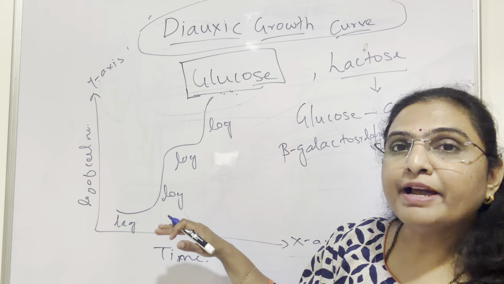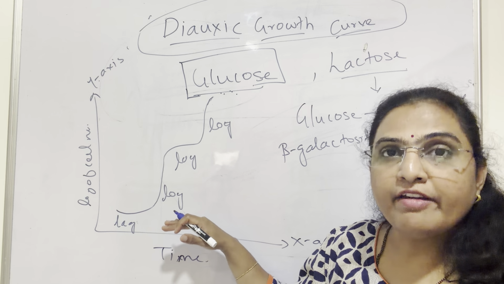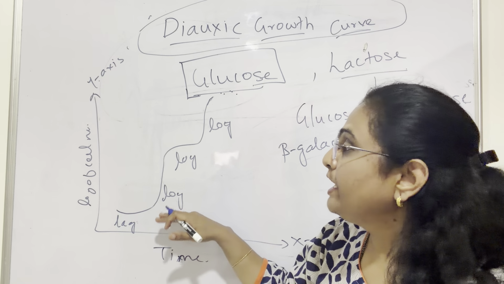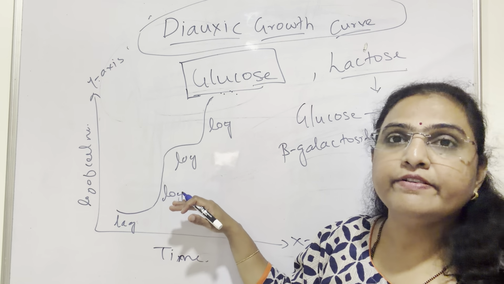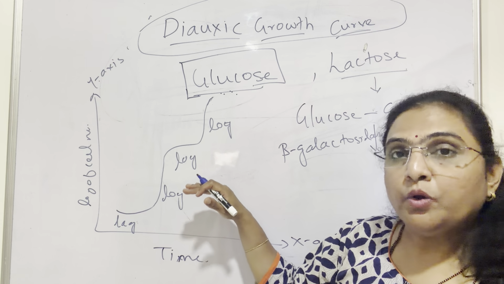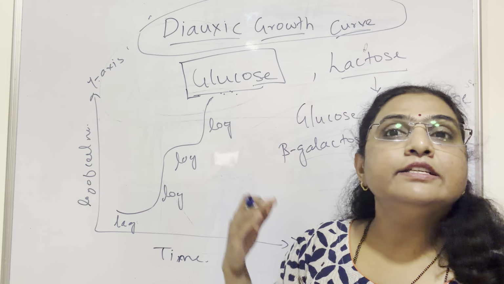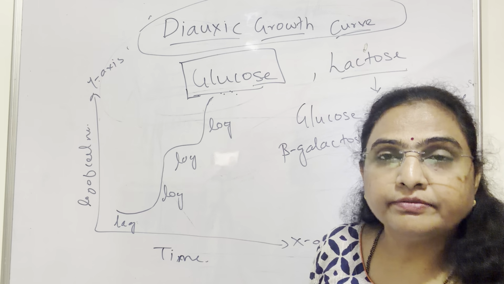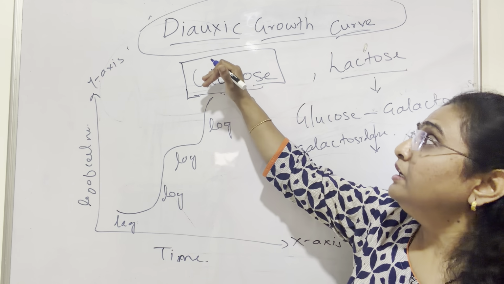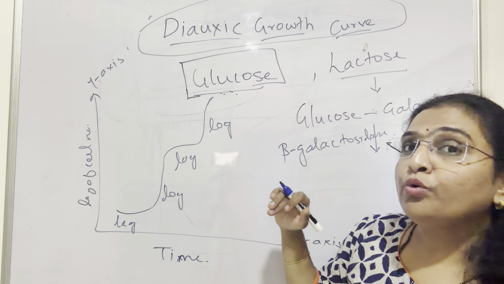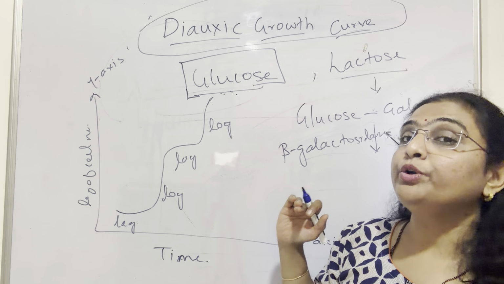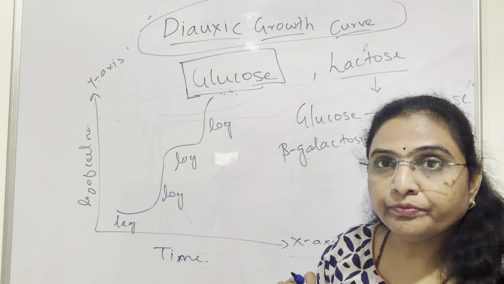Okay, as the bacterial cells are adjusted to the new environment, what will happen? Now they are going to grow exponentially, so they are going to enter a phase, and that phase is called the log phase. Okay, now as the cell density increases, what will happen? The carbon source is going to be utilized. That is, the concentration of the glucose in the medium is going to be depleted.